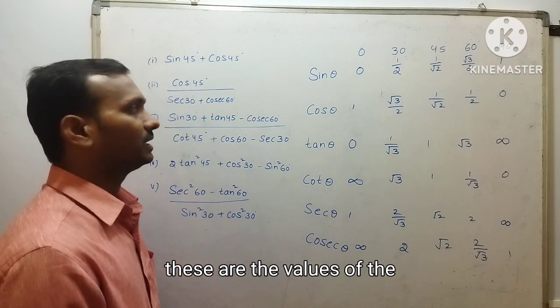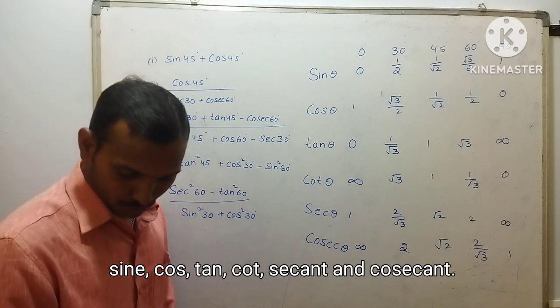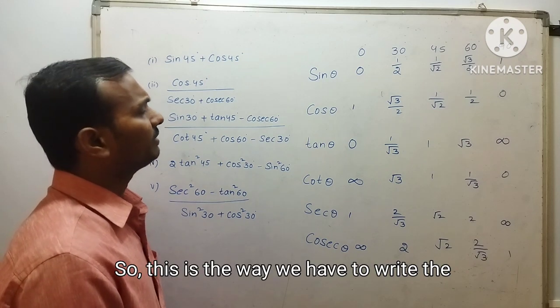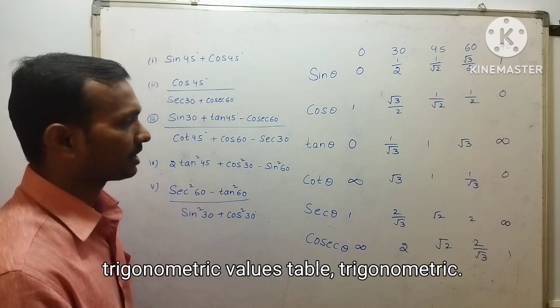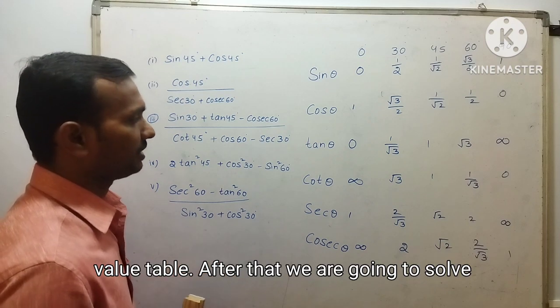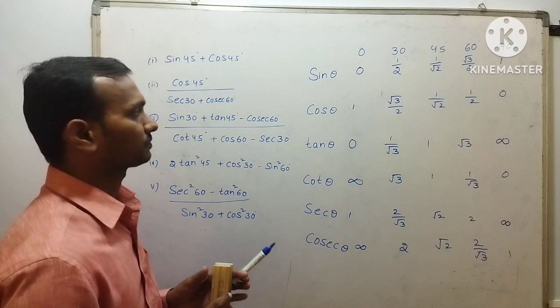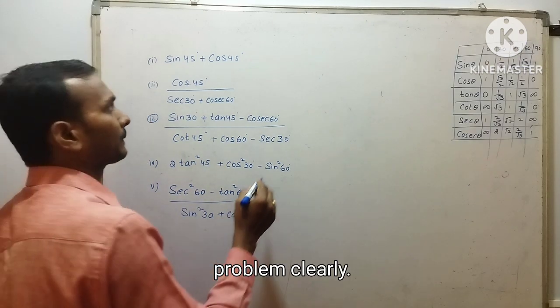These are the values of the sine, cos, tan, cot, secant and cosecant. This is the way we have to write the trigonometric values table. After that, we are going to solve these problems. Now we are going to solve each and every problem clearly.